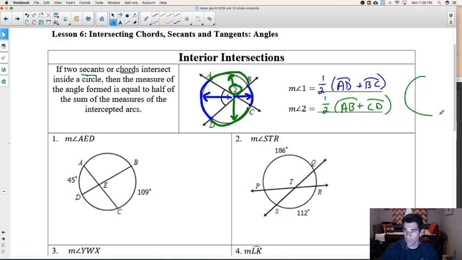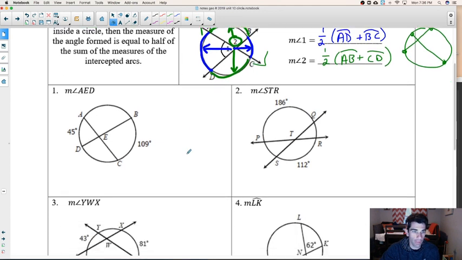Okay, so this is what it would look like if it was two chords. The chords, remember, are just staying inside, hitting in two spots, where the secants were outside, hitting in two spots. Those were lines. So inside the circle, the measure of the angle formed, which is angle 1 or angle 2, is equal to 1/2 of the sum of the intercepted arcs, which is what we had here. All right, so let's take a look at some examples here.